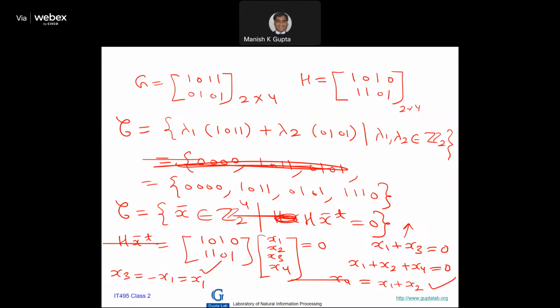So we got x3 is equal to x1. So x1 is arbitrary, x2 is arbitrary, x3 is equal to x1, and x4 is equal to x1 plus x2. Now can I find all the values of xi's by varying x1 and x2? So x1 and x2, there are four possibilities: 0,0; 0,1; 1,0; 1,1. Can you just see what are the other values you are getting? If you take x1 to be, so basically here I can make a table kind of thing.